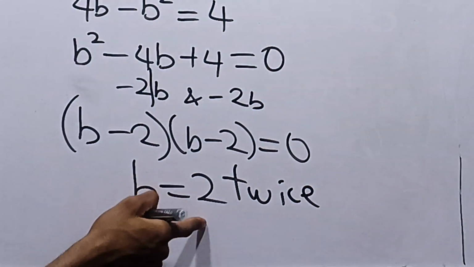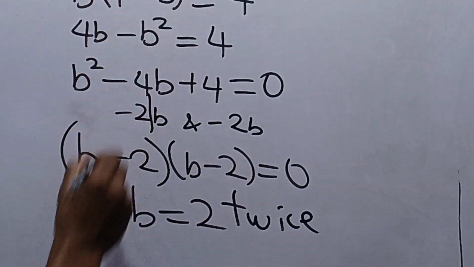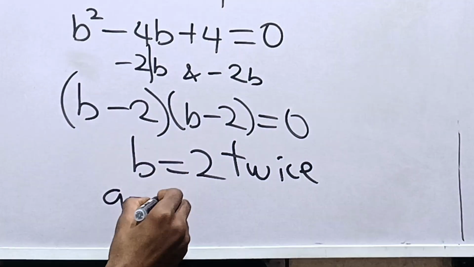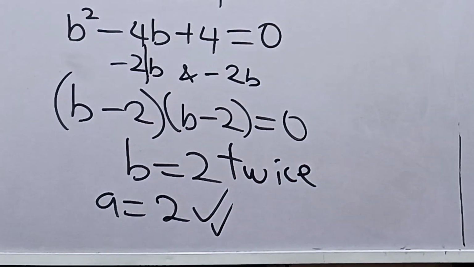So we'll now put b as 2 in here. We have that a is equal to 4 minus b, hence our a here will now be equal to 4 minus 2, which is 2. Okay, so these are the answers to this equation.